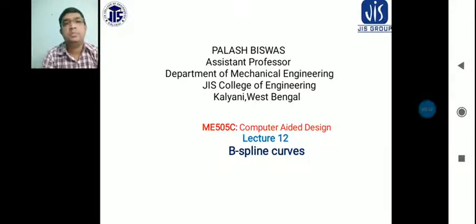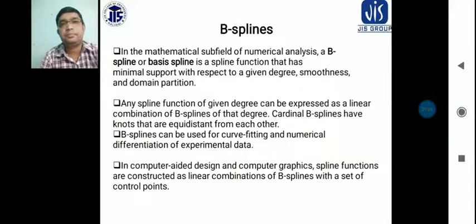Today we will discuss B-spline curves. This is my lesson number 12, and the subject is Computer-Aided Design. B-splines. B-splines belong to the mathematical subfield of numerical analysis.